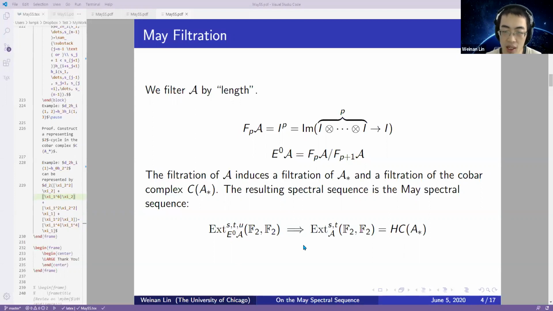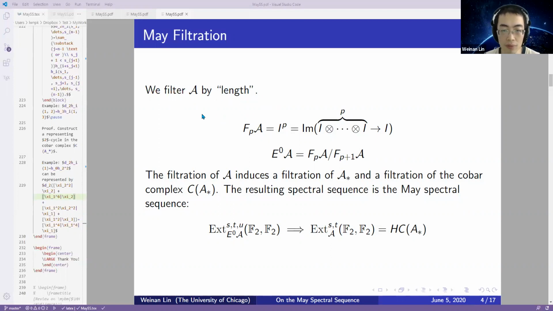For example, this Friday, Liam talks on the May spectral sequence for THH. So basically, this works for all Hopf algebras A, I mean, any Hopf algebra of finite type. For example, if in every degree it's finite dimensional, then that's fine.